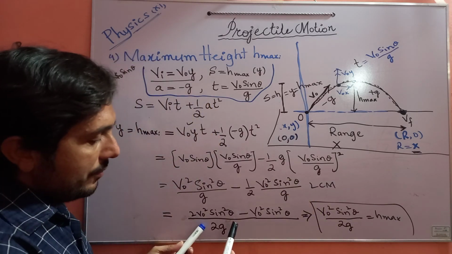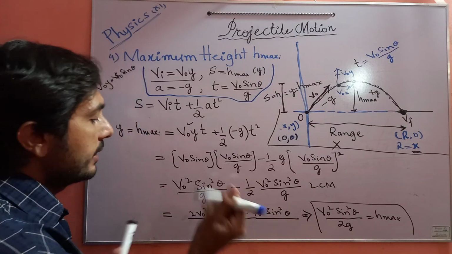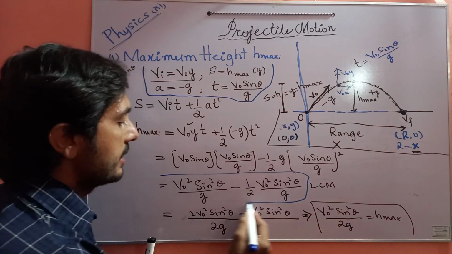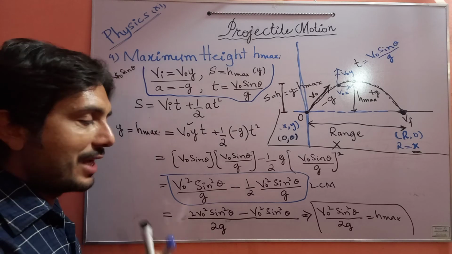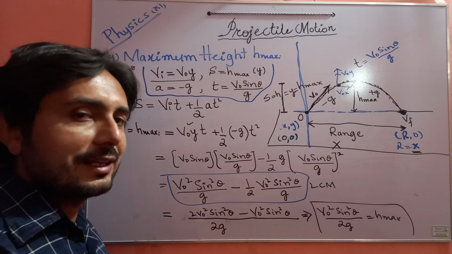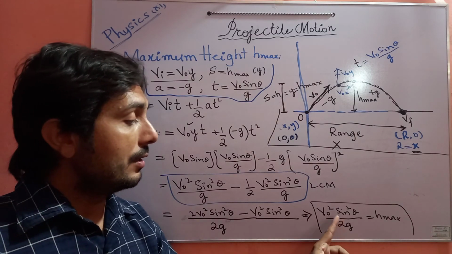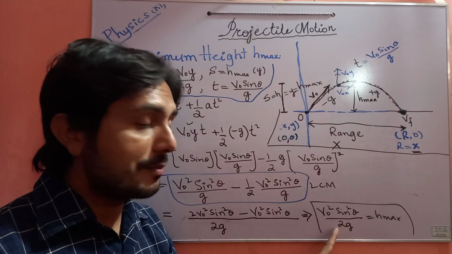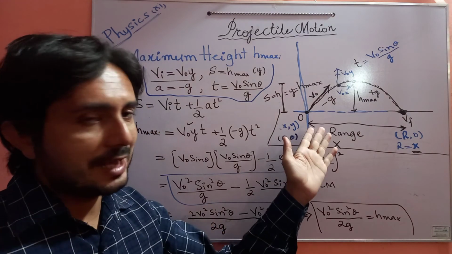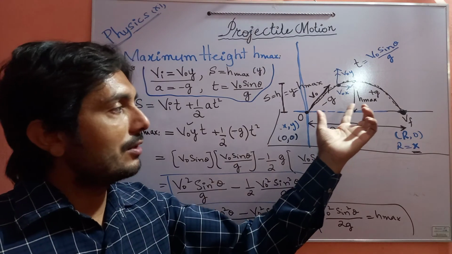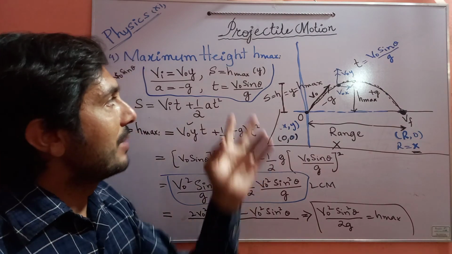Here in the last step we just solve the fraction, and from this step you can solve the LCM by yourself if you do not understand how we solved this fraction. So by solving this fraction you will get the final value for the maximum height, and that is equal to V naught square sine square theta divided by 2G. So these were the 4 equations about the projectile motion, and that was all about this picture that we did. So I hope you understood about the projectile motion.